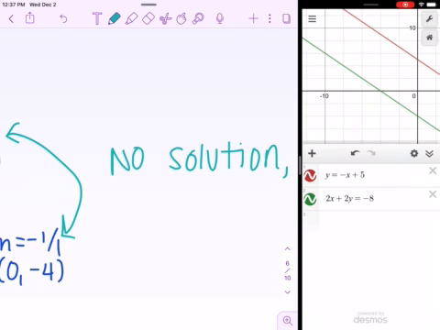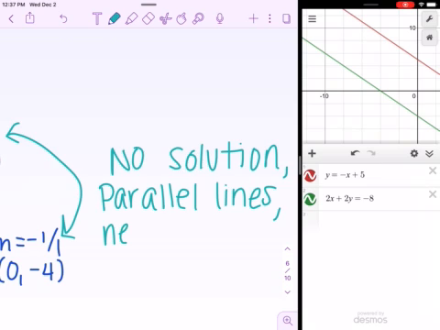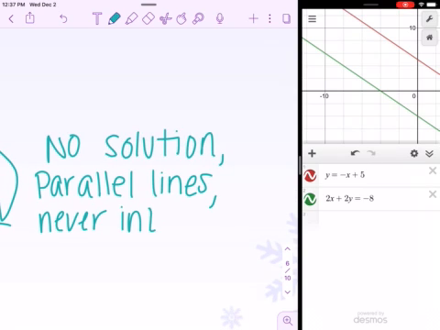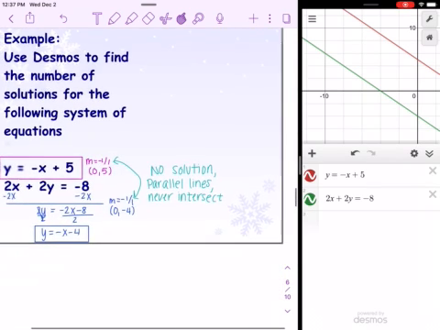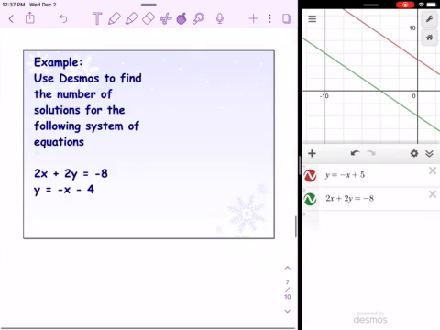And when you have no solution, you have to tell me why. So no solution, parallel lines. But what about parallel lines gives us no solution? The fact that they never intersect, okay? Because that's the whole thing we're looking for, is where they intersect. So parallel lines have no solution because they never intersect, and you tell me all of those things.